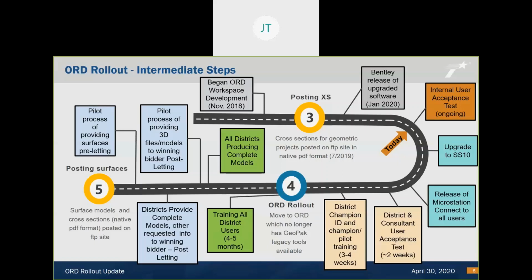Once a district is producing complete models, all districts will provide complete models and other requested information to the winning bidder. The next step will be for us to pilot the process of providing surfaces pre-letting. After this pilot of a project or several projects is successful, all districts will post surfaces and cross-sections on the FTP site pre-bid.